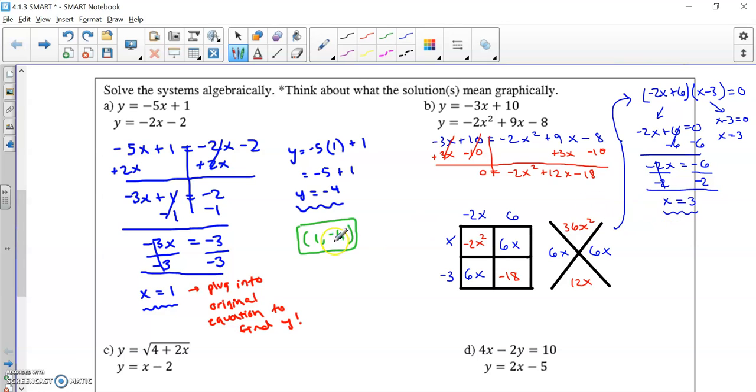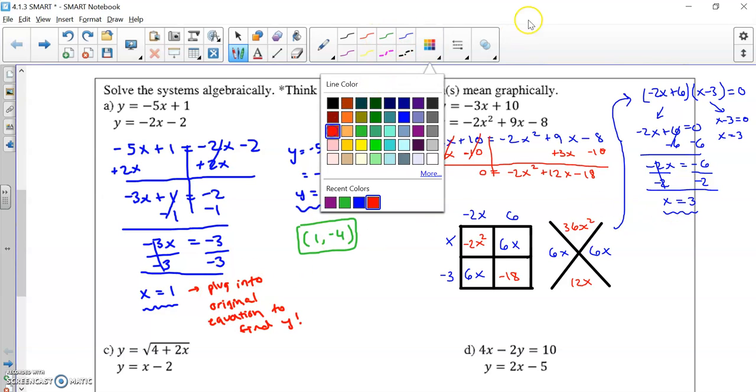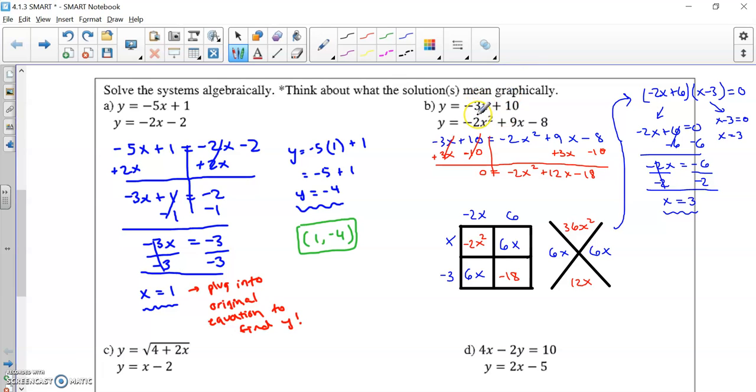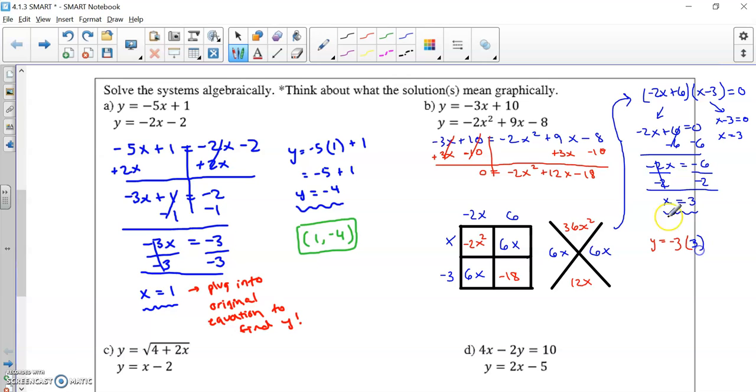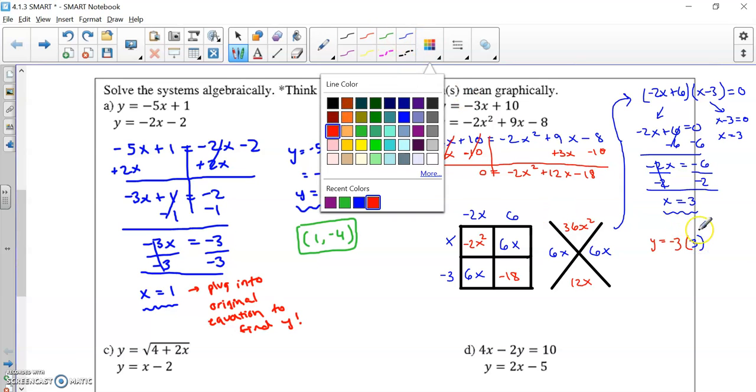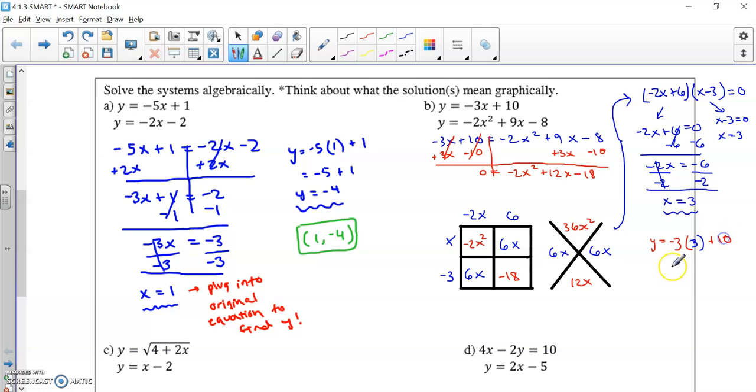So now, let's do what we did here and find y by plugging our x value in to one of the original equations. Since I can use either one, I'm going to use the top one because that one just looks easier to me. So y equals negative 3. I'm going to plug in my answer of 3 in for x plus 10. Okay, so this equals negative 9 plus 10. And so I find that y is equal to 1. What this tells me is that my intersection point between these two graphs is going to be at 3, 1.